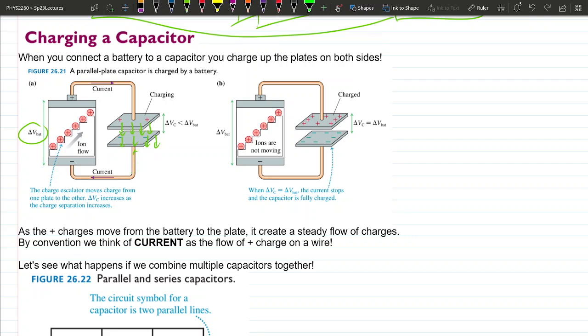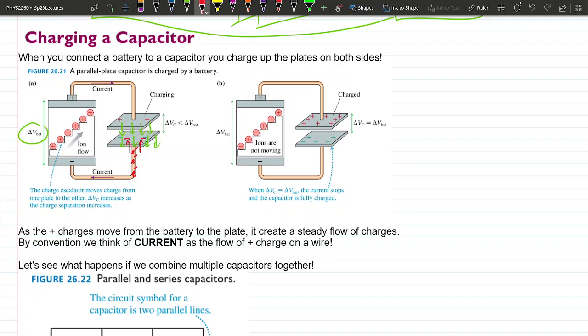Let me do a different color there. You have a little bit of electrons. Change the color. I think I'm just moving too fast for the computer.